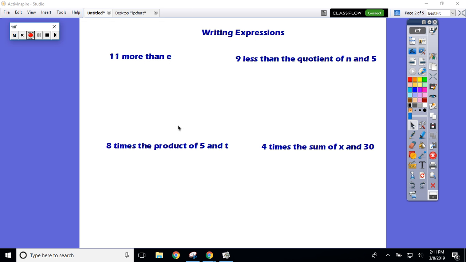So our next lesson for this unit is writing expressions. In class we looked at lots of vocabulary. And so here we have written expressions, and we're going to be asked to write it as an algebraic expression.